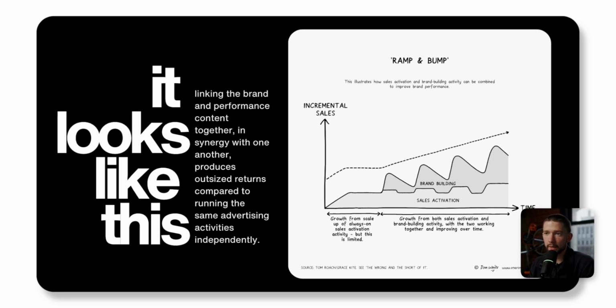You link the brand and performance content together in synergy with one another. And what this does is it produces outsized returns compared to running the same advertising activities independent of one another. And so let's look at what this looks like. So you're running your sales activation campaigns, but then you link the two together. So you run a brand building campaign in tandem with a sales activation campaign. And what that does is it gives you a higher sales lift. Okay, so you can see the two working together in tandem with one another get you stronger, more beneficial results.